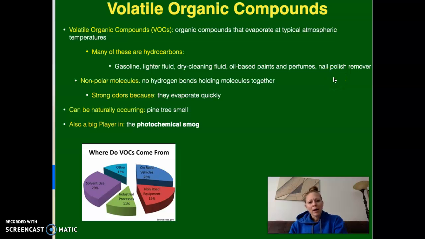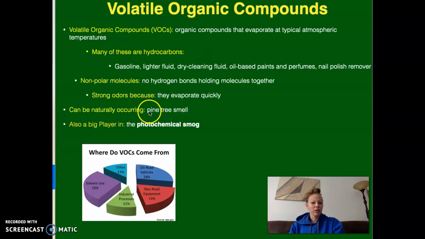Volatile organic compounds. We are back to the list, VOCs as we call them. Organic compounds, these are your nonpolar molecules. Because they're not attracted to one another, they're going to evaporate quickly. And so your gasoline, your lighter fluid, your oil-based paints, perfume, nail polish remover, all those things that sort of smell, it'll fill up a room because it evaporates really quickly.